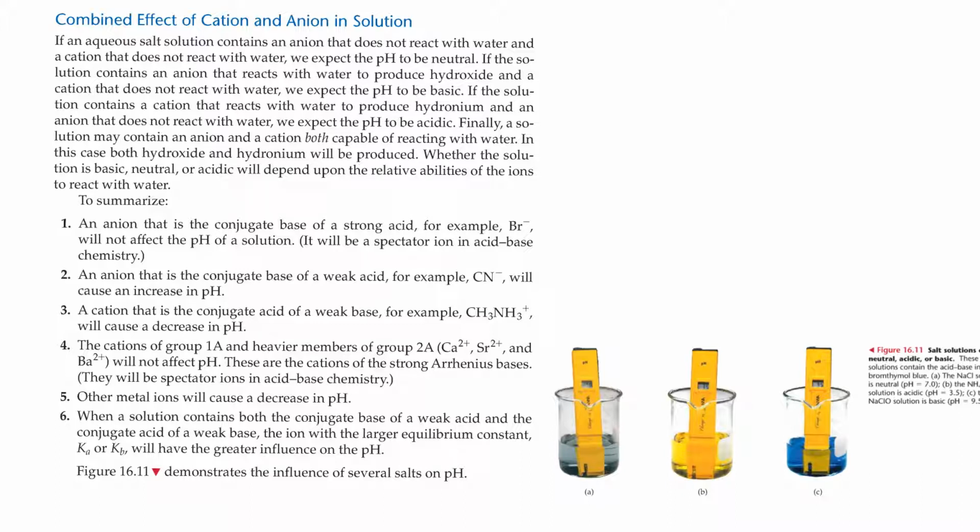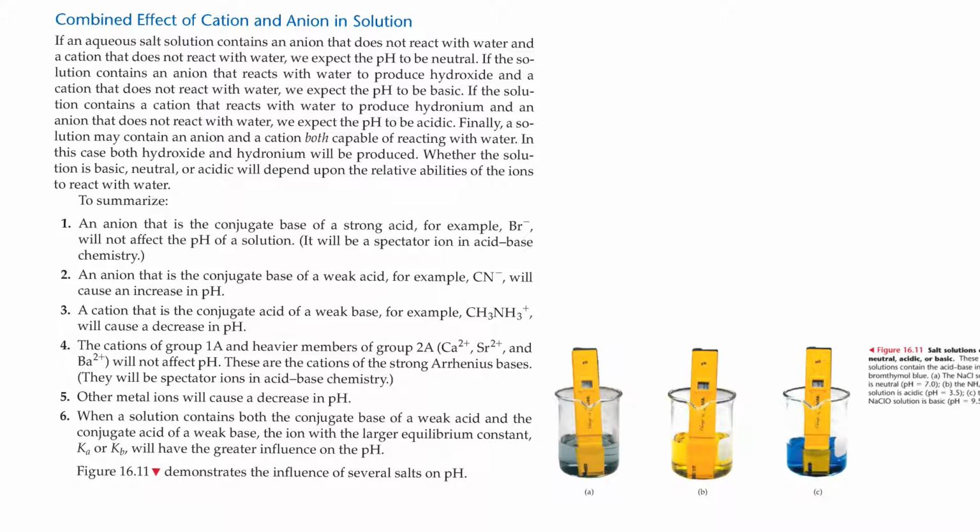Finally, a solution may contain an anion and a cation, both capable of reacting with water. In this case, both hydroxide and hydronium will be produced. Whether the solution is basic, neutral, or acidic will depend upon the relative abilities of the ions to react with water. To summarize: 1. An anion that's a conjugate base of a strong acid, for example, bromide ion, will not affect the pH of a solution. It will be a spectator ion in acid-base chemistry.